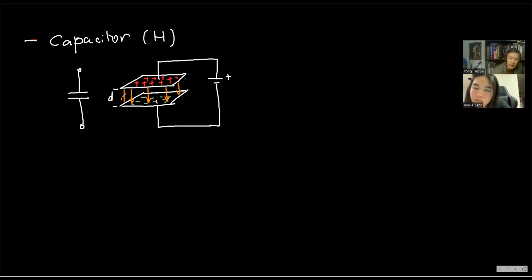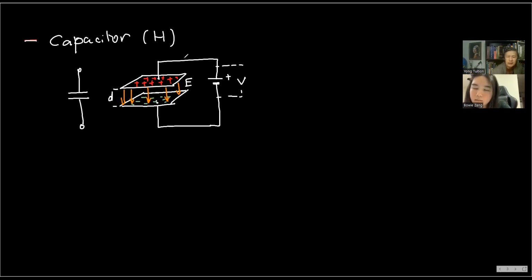And also this field is uniform. Can we use E to represent the field? Sorry, electric field, not magnetic field, electric field, all right? So you can imagine that in this simple setup, the voltage is provided by the battery, the V, all right?